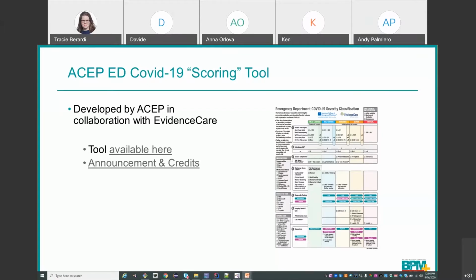This tool is evidence-based. It's the result of a summarization of a lot of literature, developed by ACEP in collaboration with Evidence Care. Dr. Brian Fengler is one of our subject matter experts, and it is available in its text format at the links that I put in the presentation. As you can see, it's a fairly compact tool in the category of what we've been categorizing, for lack of better terms, as care process models and support tools.